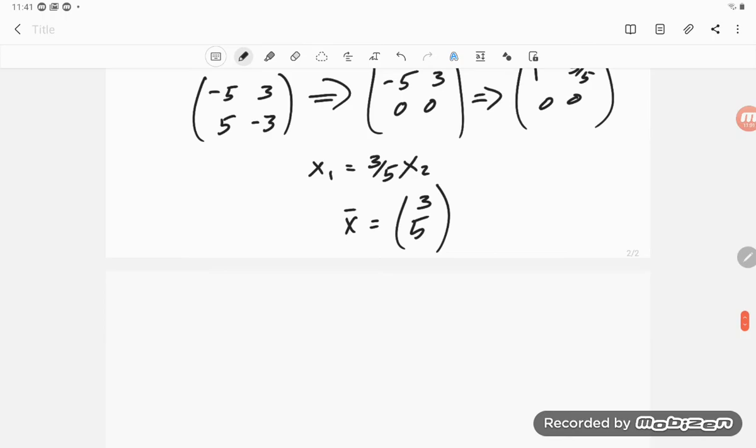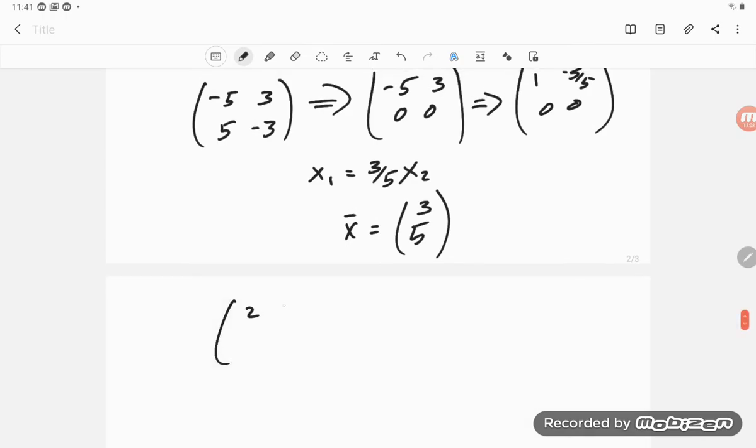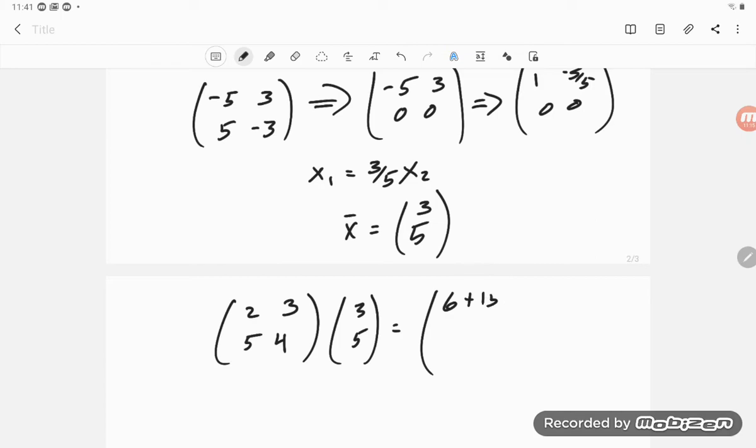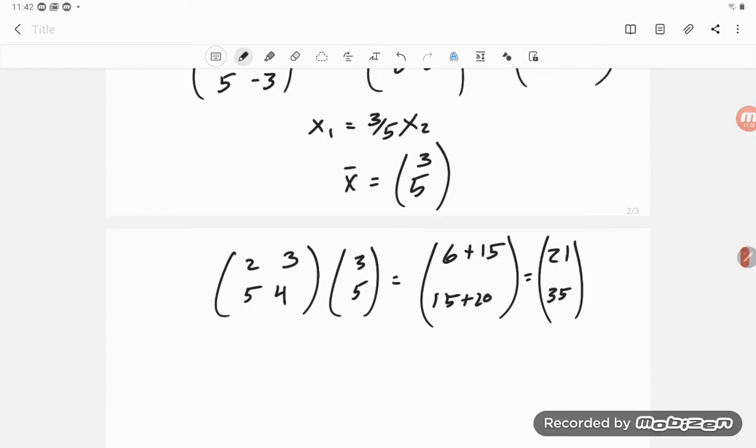And so again, let's take our 2, 3, 5, 4, our original matrix, times 3, 5. And what we get is 6 plus 15 up there, and 15 plus 20 here. That is 21 and 35. And so you see that's just our original vector there, 3, 5 times 7. So there we did it.